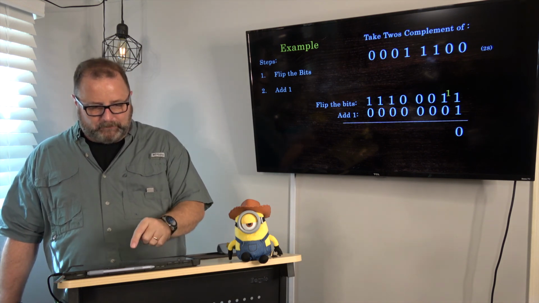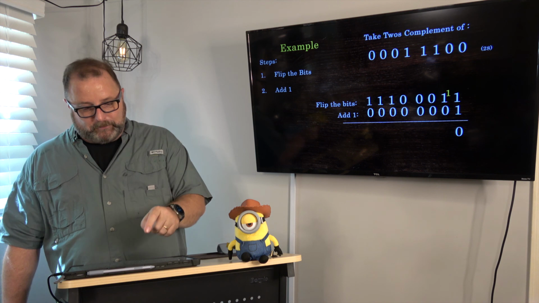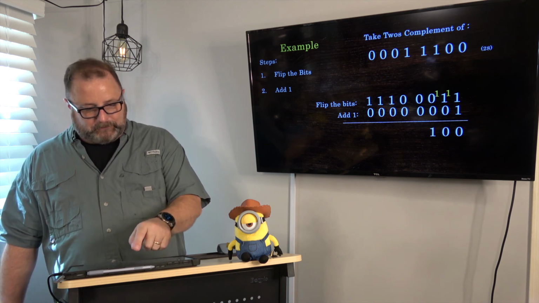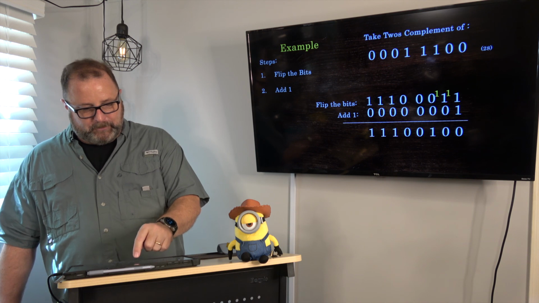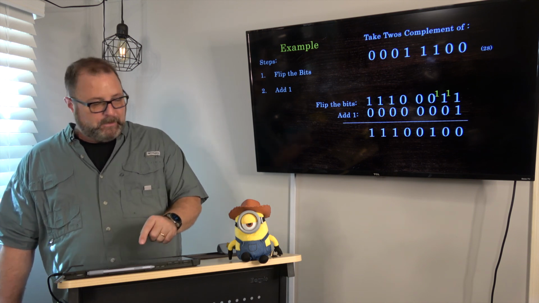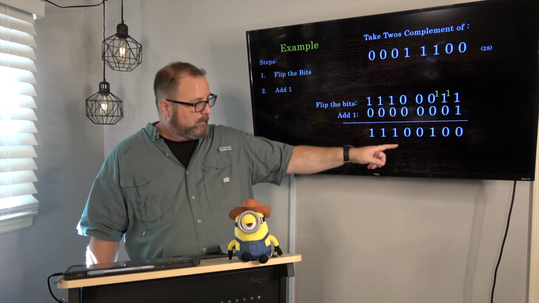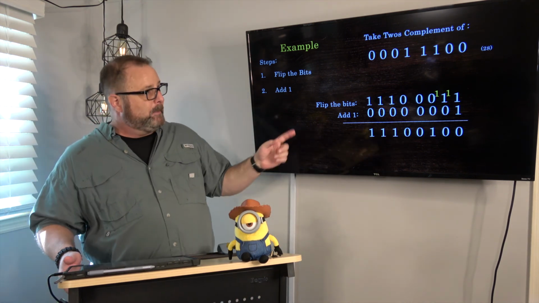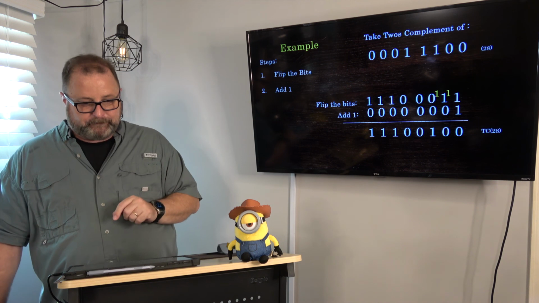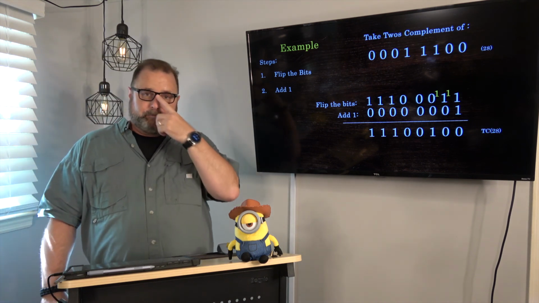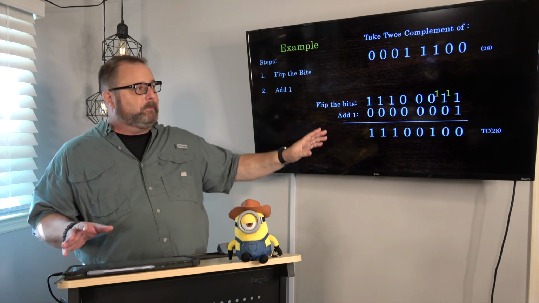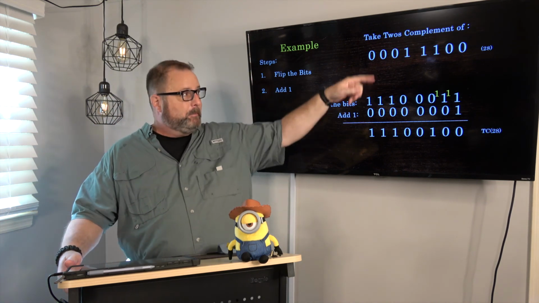1 and 1 is 0, we get a carry. 1 and 1 and 0 is 2, so that's a 0 with a carry. The carry comes down, and since the rest are zeros on the bottom, we're done there. Okay, so 1110 0100 is the 2's complement of 28. Okay? And that's all there is to it. Now, this is not part of a subtraction problem. This is just showing you the 2's complement of 28.